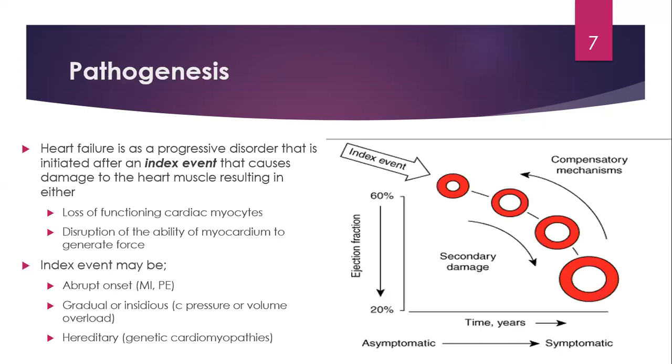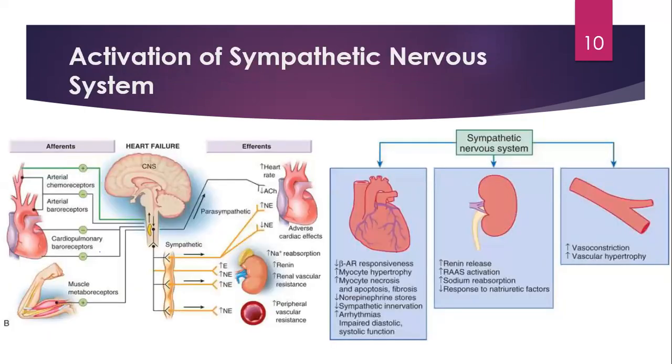Okay, so several things do happen to cause the patient to decompensate again. So first of all, as I mentioned somewhere in the presentation, the index event can be an acute event like MI or PE, and then it can be a chronic insidious event. When it is a chronic insidious event, the insult is ongoing. So for instance, with hypertension, the high blood pressure is still there.